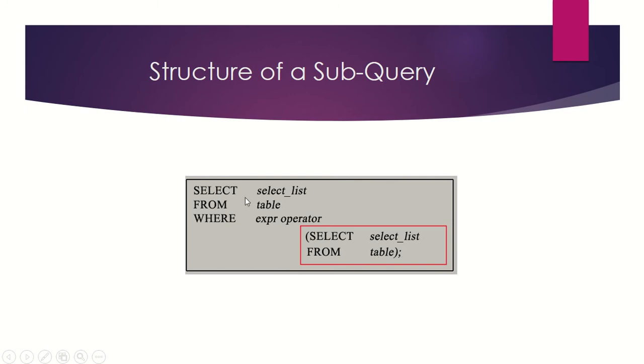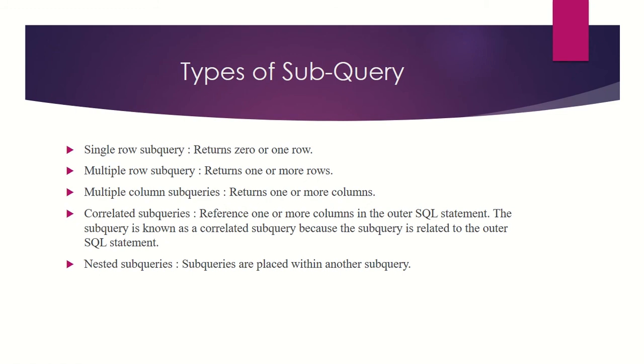So it's like writing two for loops. For every row of the outer query, the inner query will execute. So there is a correlation between the inner query and the outer query. That's what is called a correlated subquery. And the last type of subquery is the nested subquery, where you will have multiple queries placed inside another query. That is called a nested subquery.